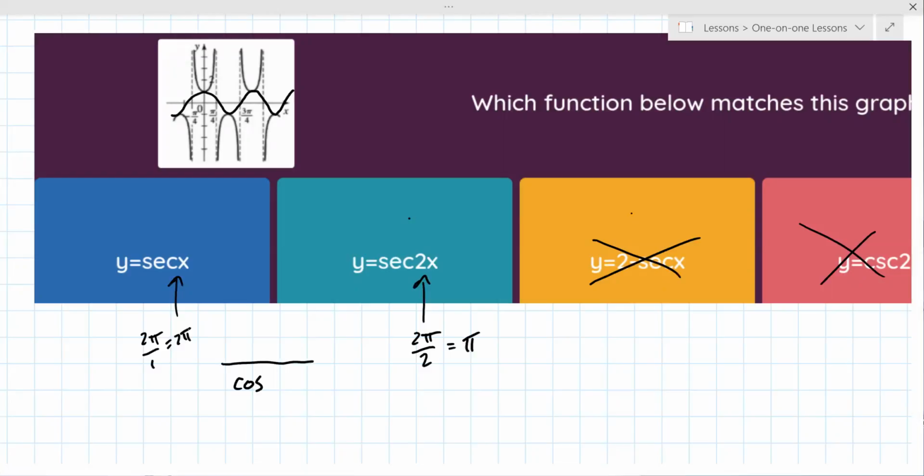So how long does it take the sine to repeat? It starts here, comes down, goes back up. Can't really see that, but we'll assume it's around pi where it comes back. So that's why this one looks to be correct, because it's got the right period to go along with it. That's correct.